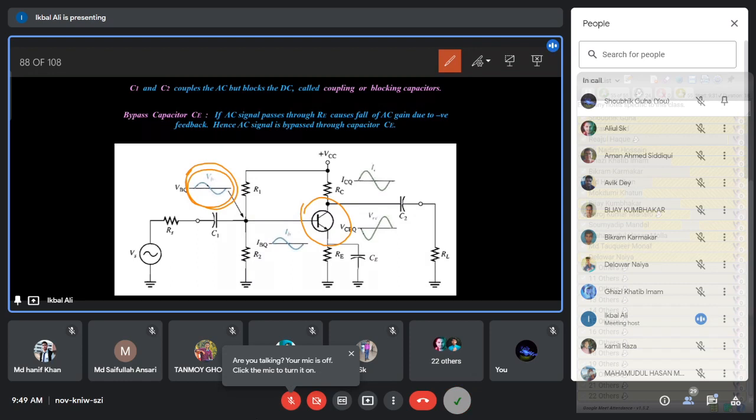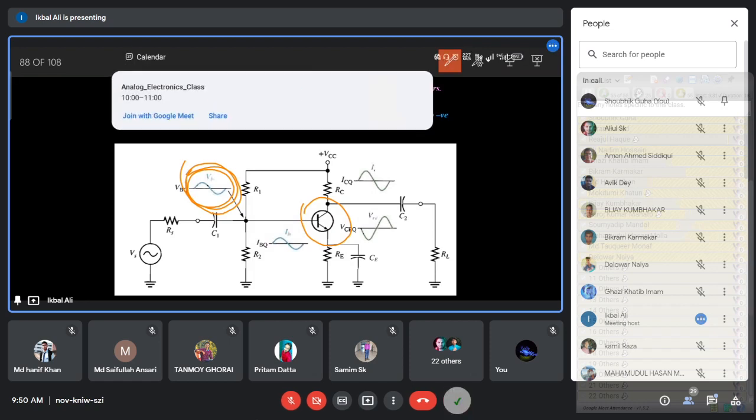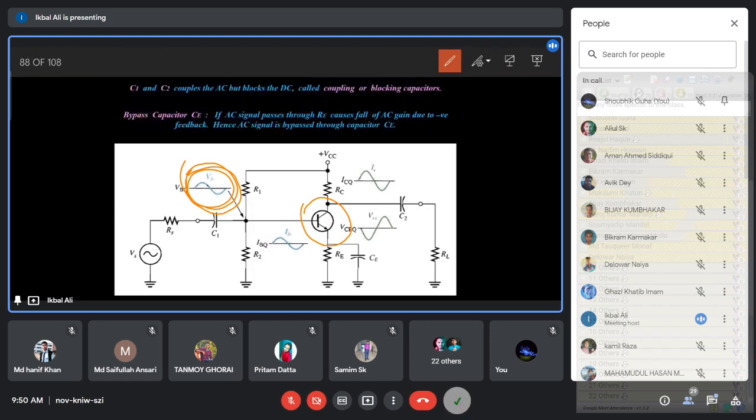The input signal you want to amplify should be in the low frequency zone, not in the high frequency zone. Low frequency means audio frequencies. You know the range of the audio frequencies. It is not in the radio frequency zone. So the frequency will be low, as well as the amplitude of the signal will be low.